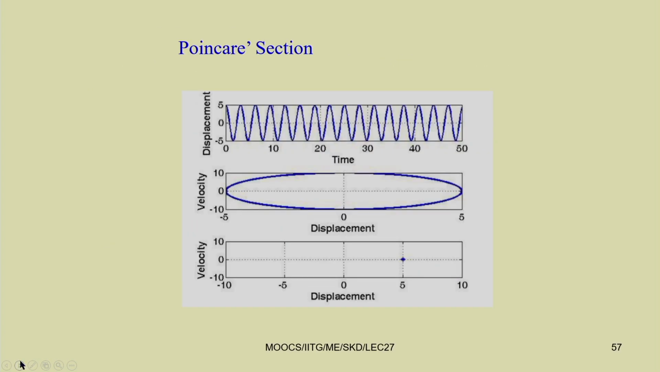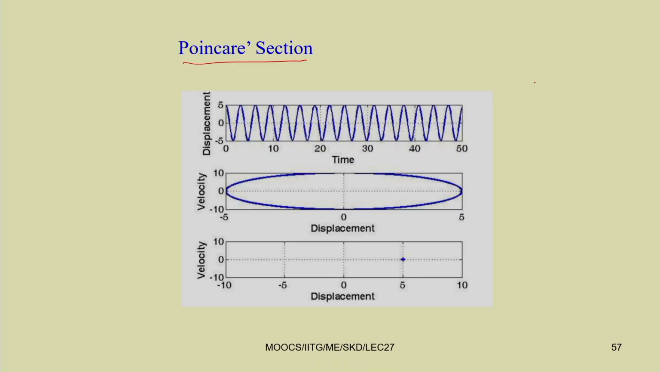So, let us now see regarding this Poincare section. By using this Poincare section, generally we reduce the dimension of the system by 1. For example, if you have a periodic response, a sine or cosine periodic response. We have plotted a cosine function here, because at t equal to 0 you have 5. You can plot sine functions also.